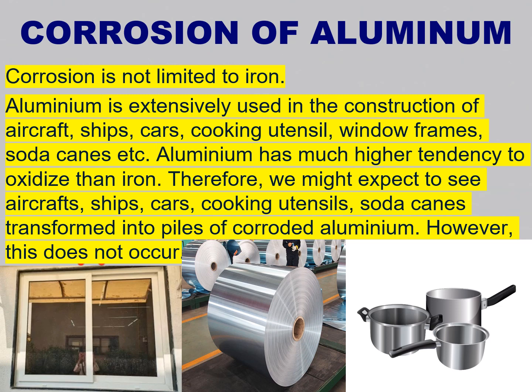Corrosion of aluminium. Corrosion is not limited to iron. Aluminium is extensively used in the construction of aircrafts, ships, cars, cooking utensils, window frames, soda cans. Aluminium has much higher tendency to oxidize than iron. Therefore, we might expect to see aircrafts, ships, cars, cooking utensils, soda cans transformed into piles of corroded aluminium. However, this does not occur.